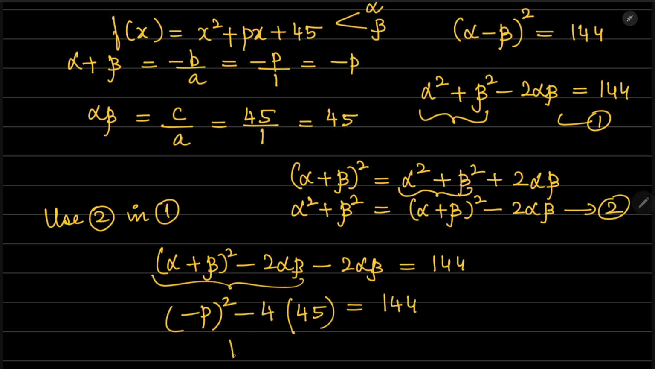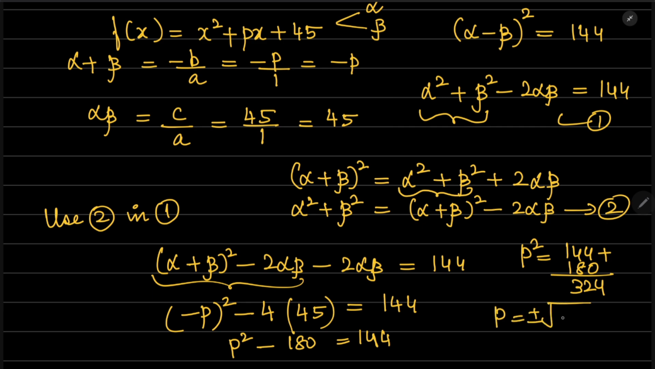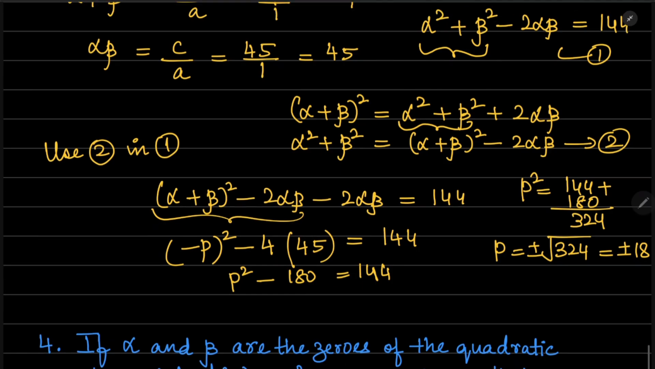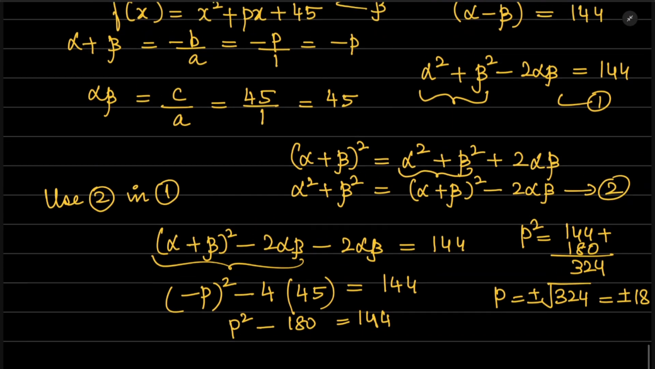144. So p square minus 180 is equal to 144. Therefore, your p square equals 144 plus 180, which will be 324. So p is equal to plus or minus root of 324, which is nothing but plus or minus 18. You are asked to find the values of p. So the possible values of p, you have to write at the end.